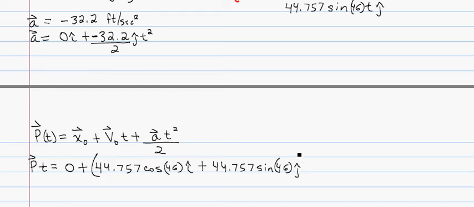We're multiplying this entire v naught by time, plus, what did we say A was? A is negative 32.2 over 2 times t squared times the j unit vector.